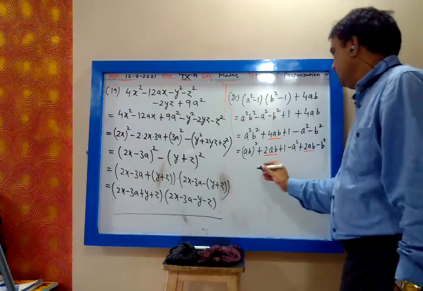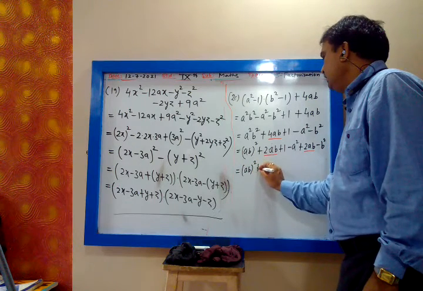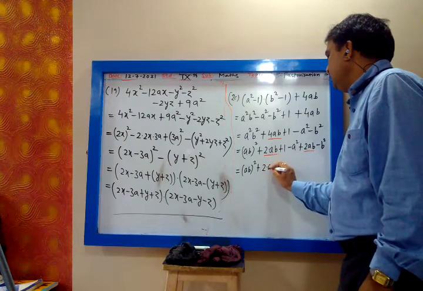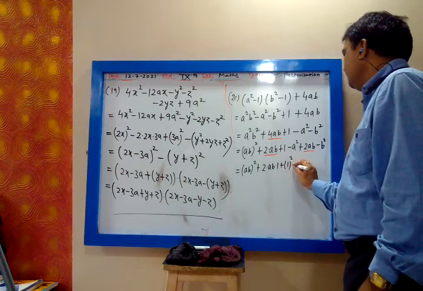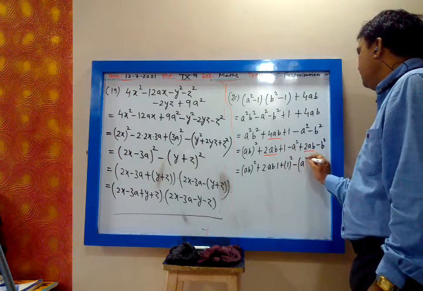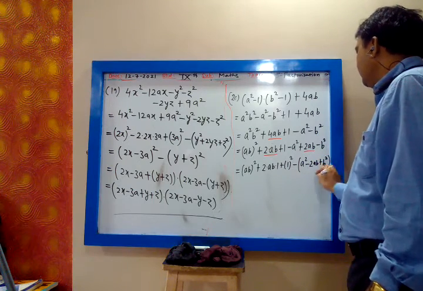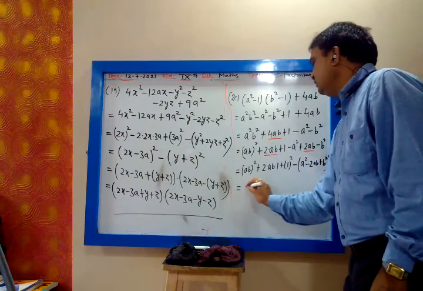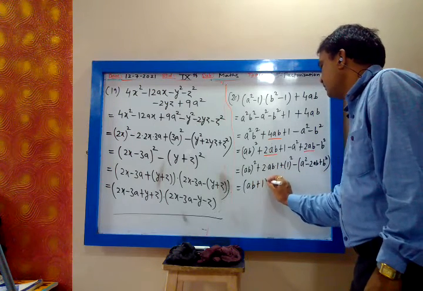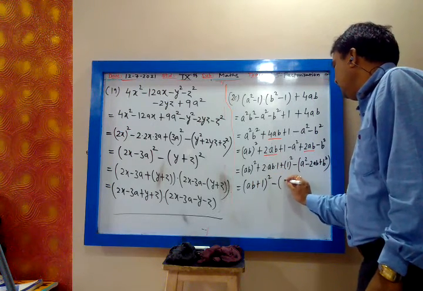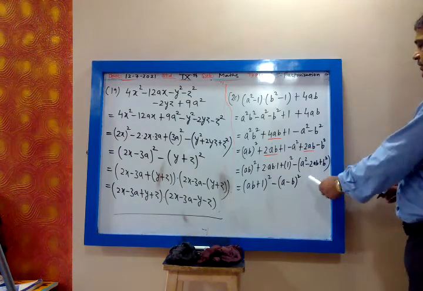Let us see. This is nothing but ab whole square plus 2 into ab into 1 plus 1, which I can write as 1 square. Then minus, I can take common, a square minus 2ab plus b square. Now a square plus 2ab plus b square is ab plus 1 whole square minus a minus b whole square, since a square minus 2ab plus b square is a minus b whole square.